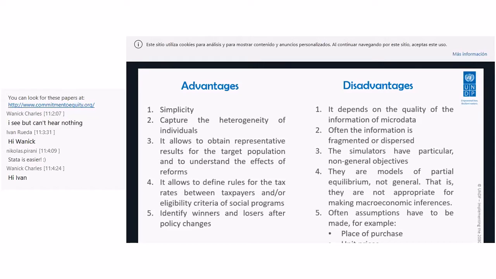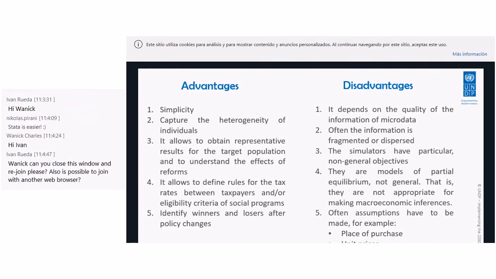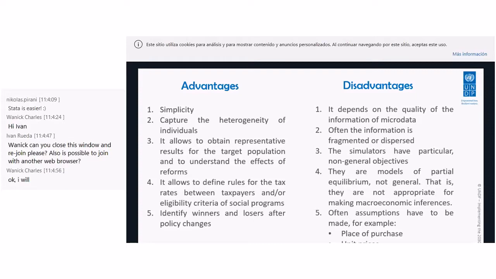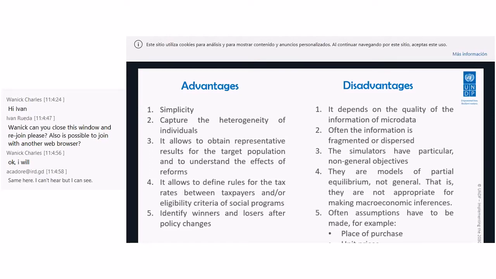and as you will see, microdata, what we mean by that is that we use the database at household or individual level. So we don't use average of surveys. We use microdata. And that allows us to capture this heterogeneity of individuals. It also allows us to obtain representative results for the population, but also for target populations.